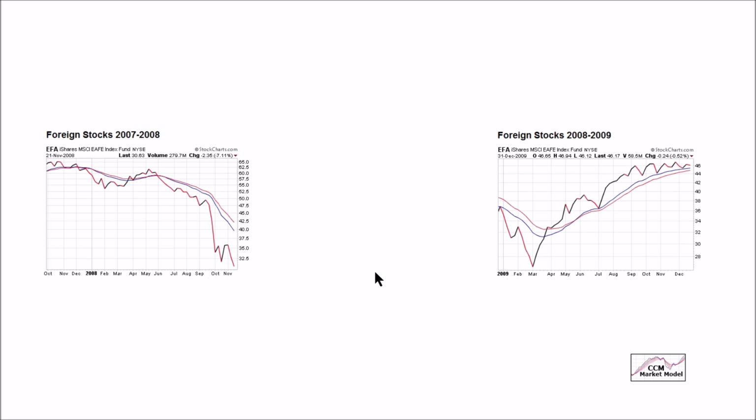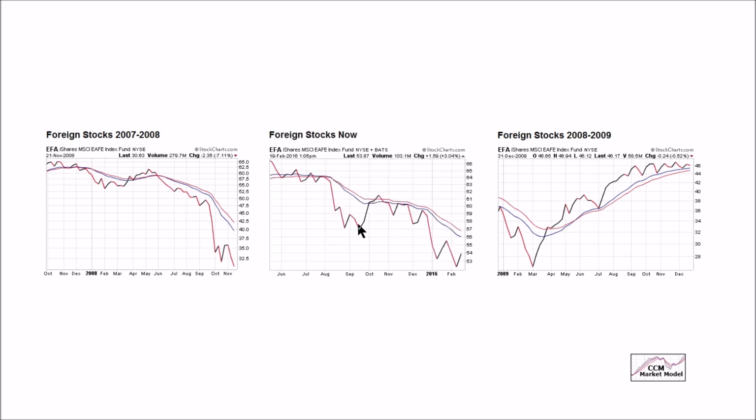This is the EFA ETF weekly, or a basket of foreign stocks. Low probability look here in 2008, higher probability look here. The present day still has a full bore bearish look on Friday, February 19th, and we also have been making a series of lower lows and lower highs. This high is lower than this high. This low is lower than this low, and this low here is lower than this low. The last thing this weekly chart did was print a lower low.